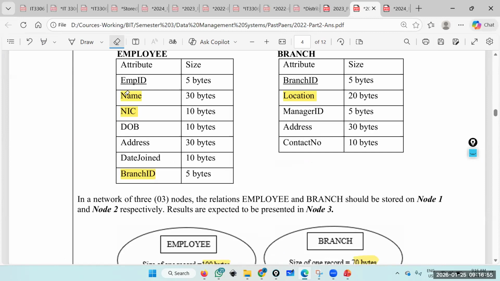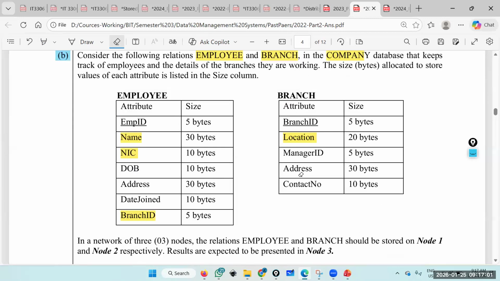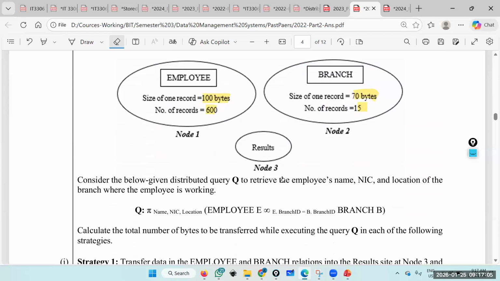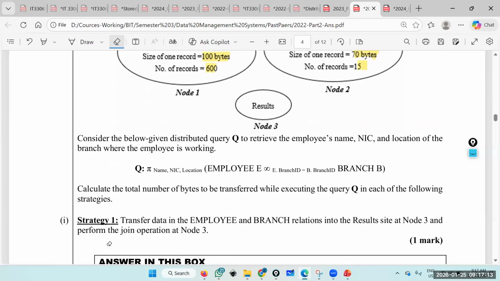So this name must be employee name, because there's no branch name. So that is a typical question. Calculate the total number of bytes to be transferred while executing the query in each of the following strategies. So even they have given the strategies now.